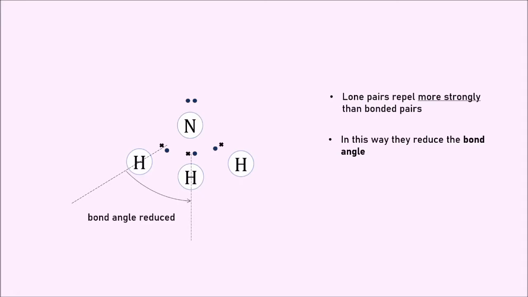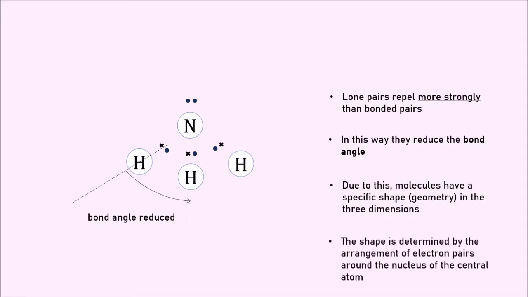That's what we mean, yes? So due to the fact that lone pairs repel more strongly than bonded pairs, the bonded pairs are pushed away from the lone pair, and the lone pair is now isolated. And due to this fact, molecules have a very specific shape, or also we can say geometry, in 3D, yes? And this shape is determined by the arrangement of the electron pairs around the nucleus of the central atom.